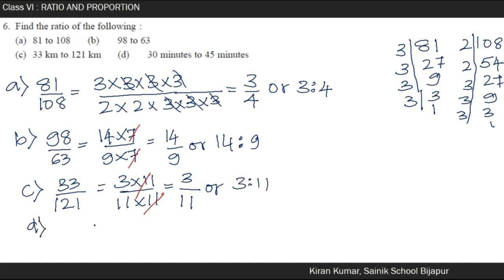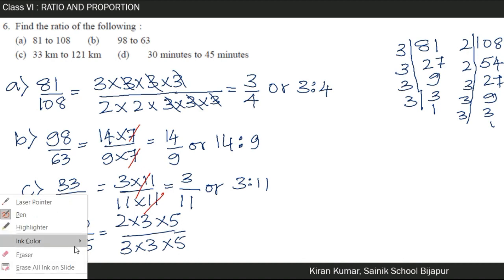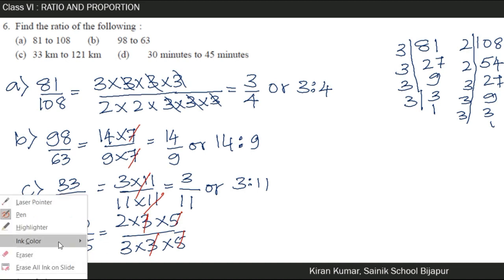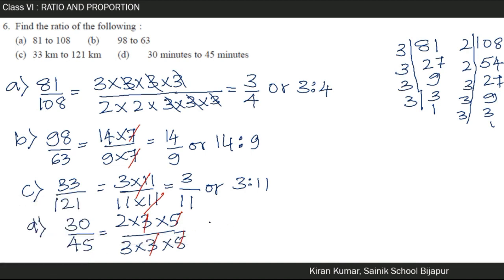For the fourth one, we have 30 upon 45, both are in minutes. 30 is 2 multiplied by 3 multiplied by 5, because 6 5s are 30. And 45 is 3 multiplied by 3, which is 9. 9 5s are 45. So one of the 3, one of the 5 will get cancelled. We will be getting 2 is to 3 or 2 by 3.